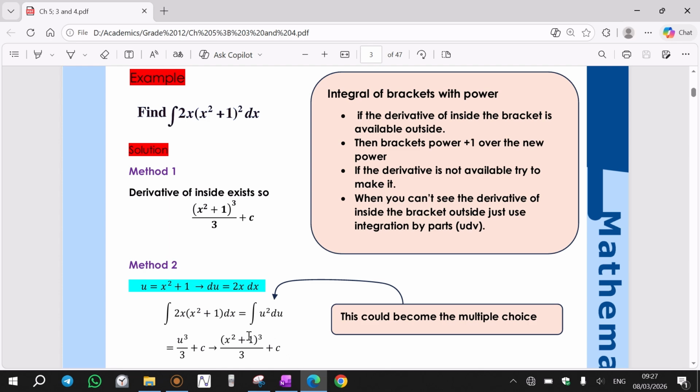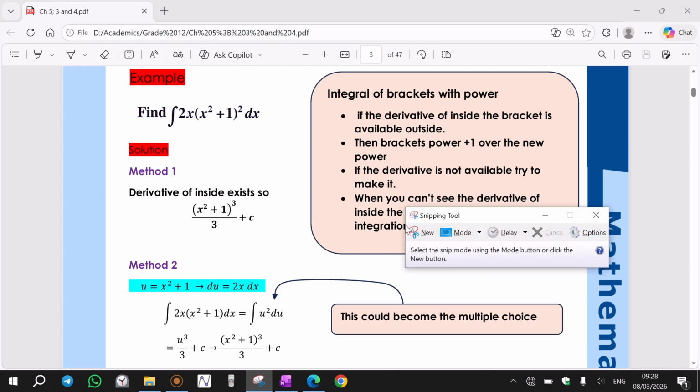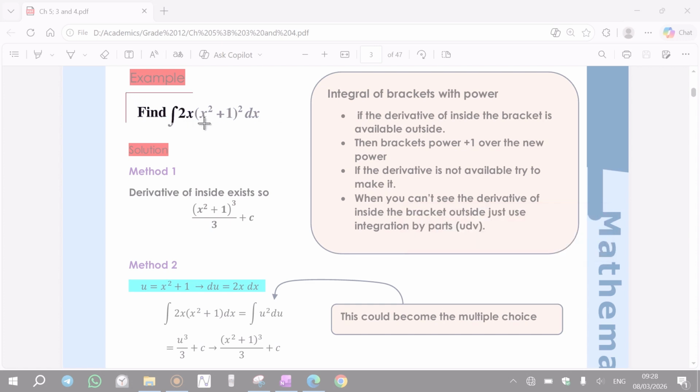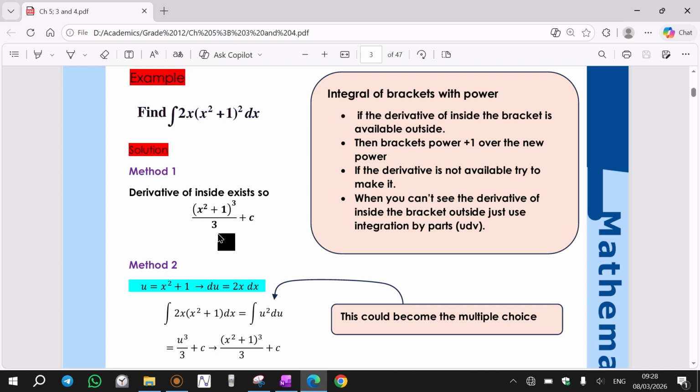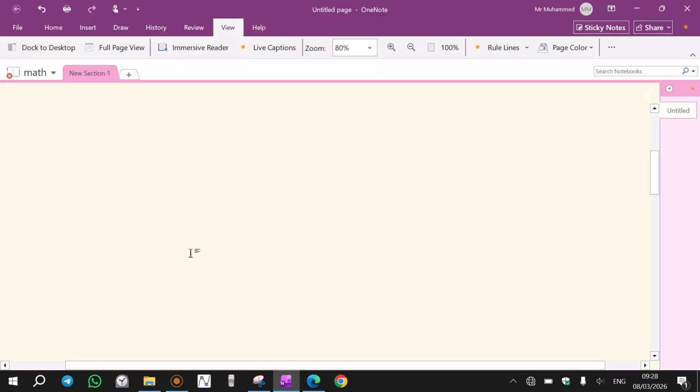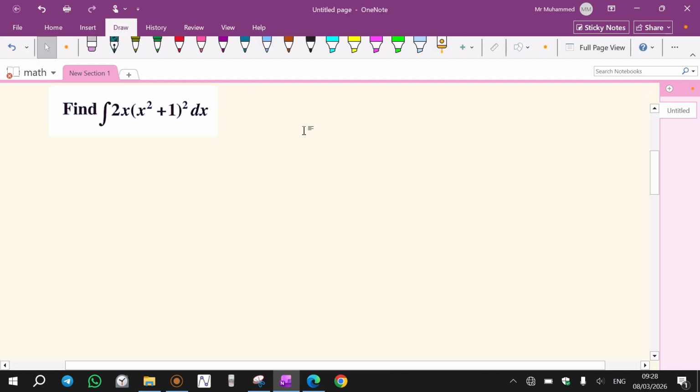The question is the integral of 2x bracket x squared plus 1 all squared. They can ask questions about this integral in two different ways, and we're going to solve both ways. Firstly, they can just ask for evaluating this integral, and if we want to evaluate this integral, we just do one thing. What is the derivative of inside?